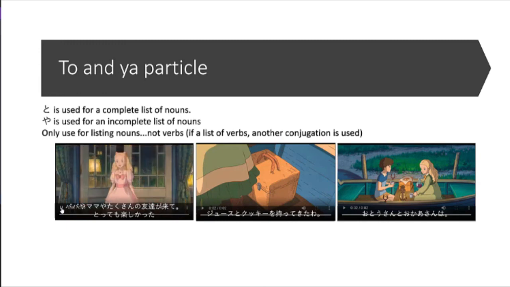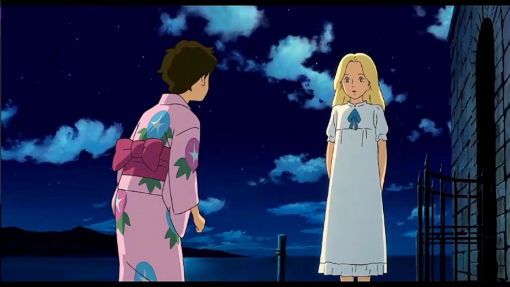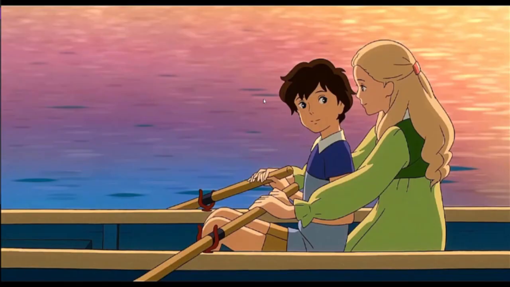Whereas here we've got papa ya mama ya takusan no otomodachi ga kite, tottemo tanoshikatta. So, papa, mama, papa ya, mama ya, lots of friends came. So we've got the ya, the ya. So mom, dad, all their friends, probably some more people as well. So that ya is for an incomplete set of nouns, but we're only using ya and to for listing nouns and not verbs. A different conjugation is used for verbs. That's important. We use to and ya only for nouns.